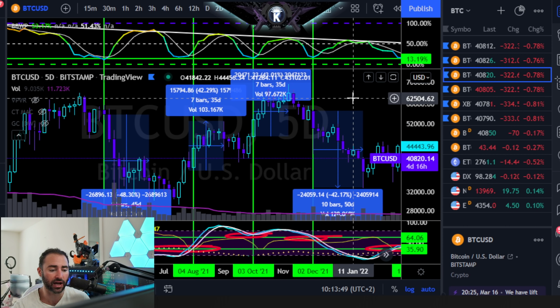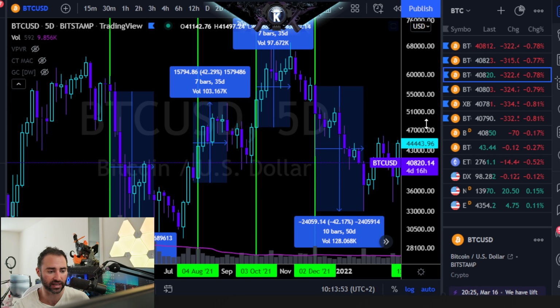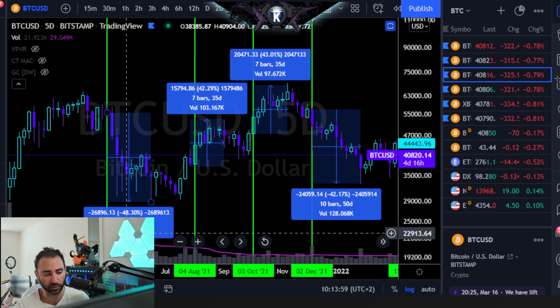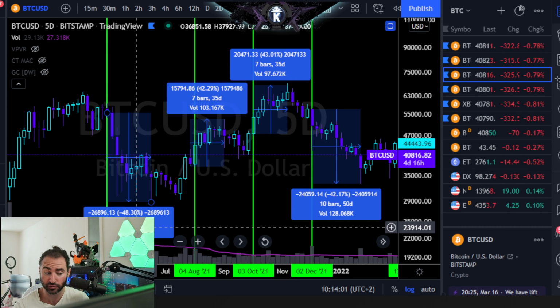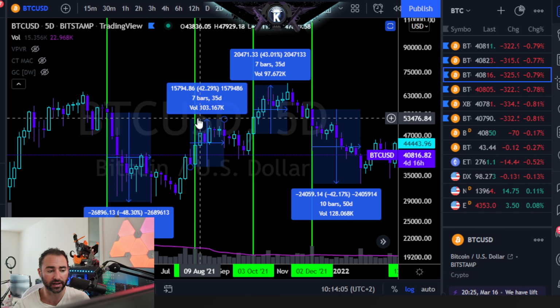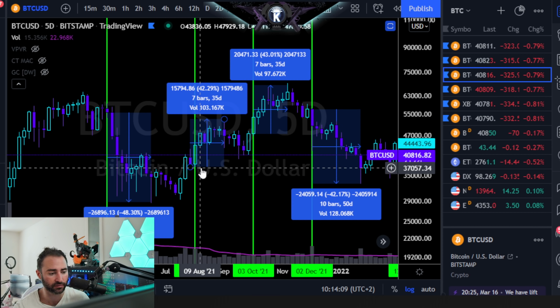What we can do now, or what I've already done here, is I have measured out those gains and losses. Well, let me make this a little more visually appealing. There we go. And the days that it's taken. So obviously this first one over here, about 48%. It took about 45 days from major high to major low in this case. Next one over here took about 35 days for about 42.29% from bottom to high.